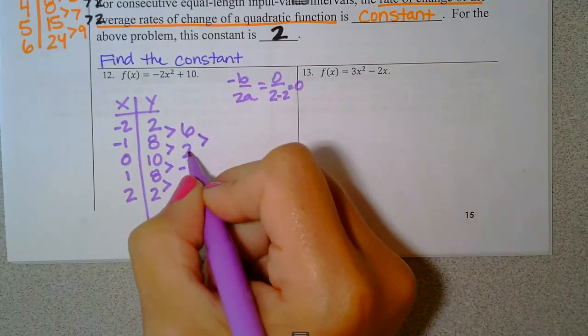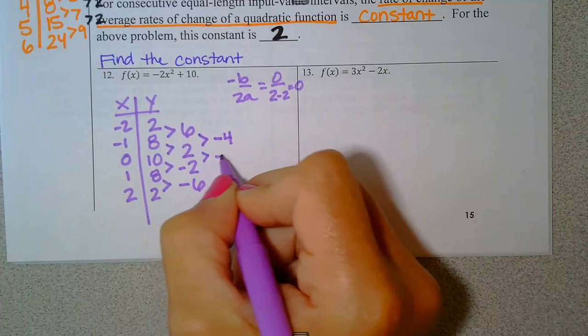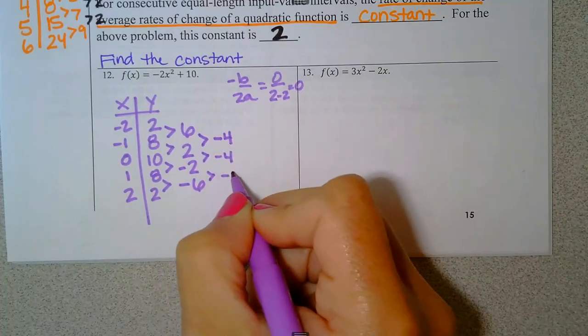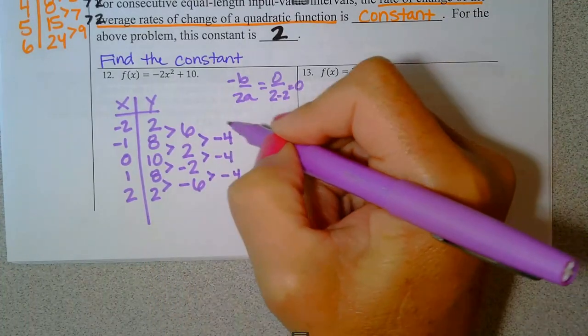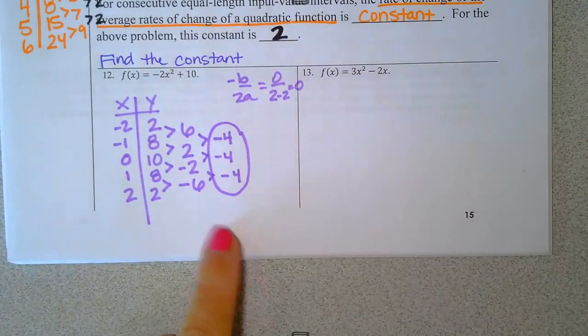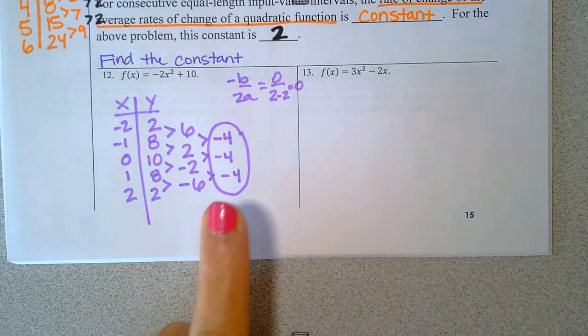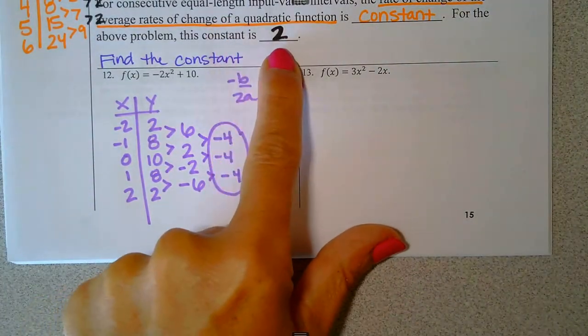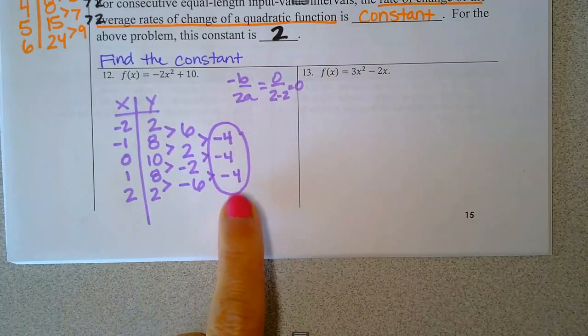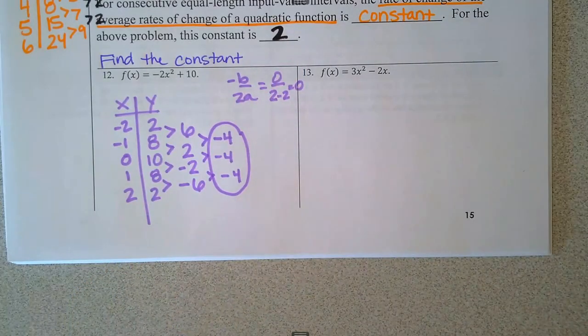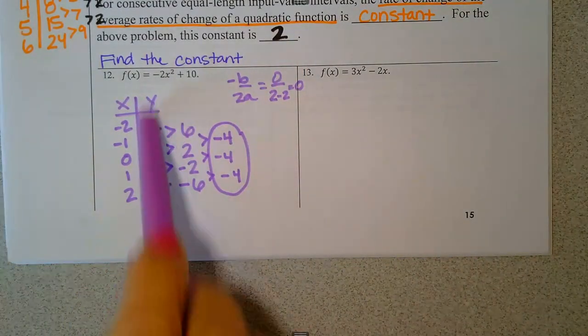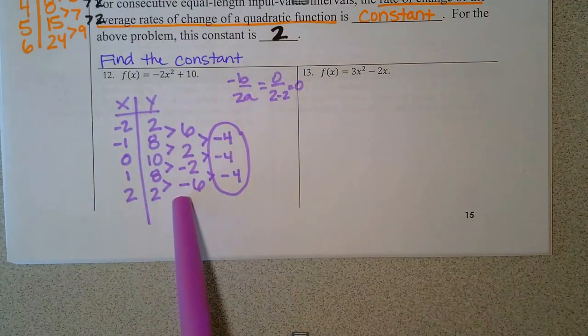So this goes up 6, up 2, down 6. So then this is going down 4, down 4, down 4. So, look at the difference, okay? So this was a constant of 2. This is a constant of negative 4. And my slope is going down. So what does that mean? That kind of tells you.